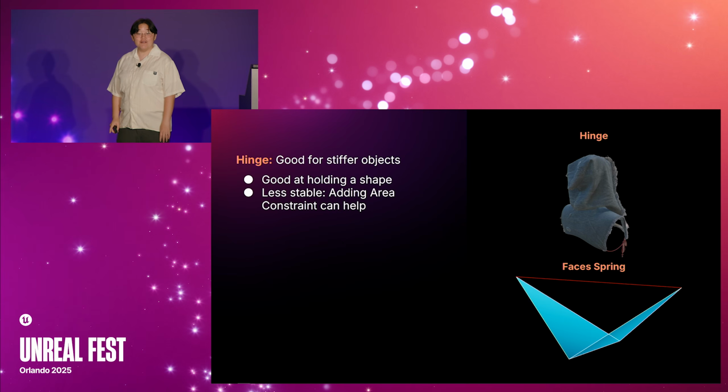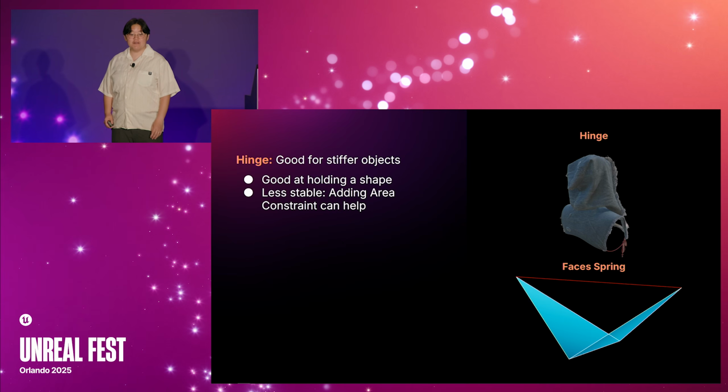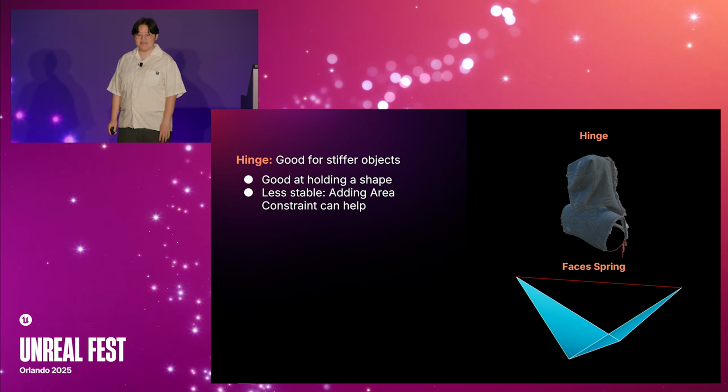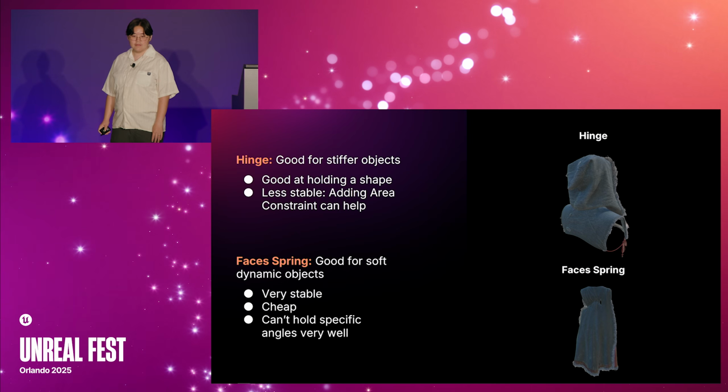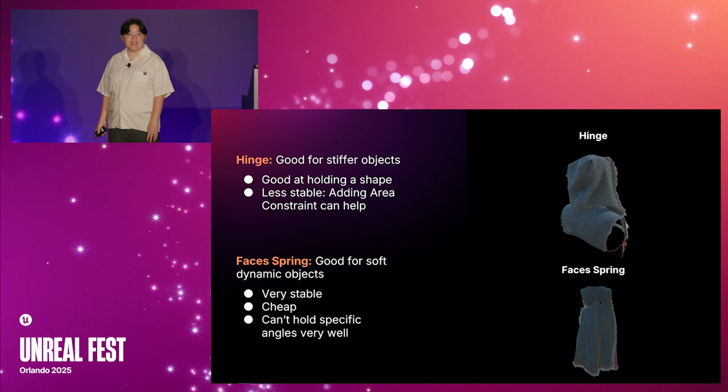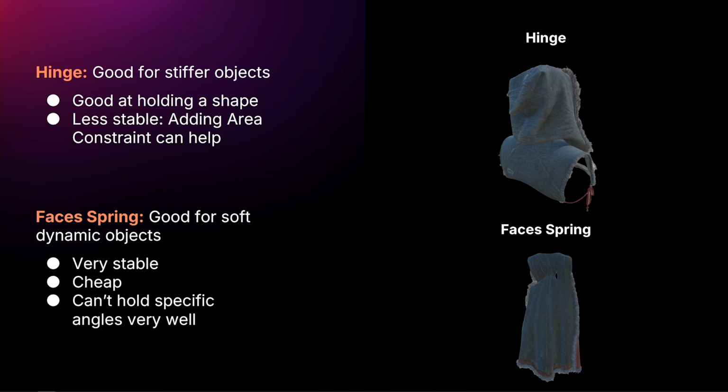Hinge constraints are good at holding a specific angle and work well for cloth that has a lot of structure. We use them on Series Hood for this reason. One drawback of the hinge constraint is it can be less stable under a lot of stretching. And this is part of why we like to use it with the area constraint I mentioned before. The faces spring constraint is good for softer, more dynamic objects like the cloak. This constraint is very cheap and stable, but it can't hold specific angles as well.